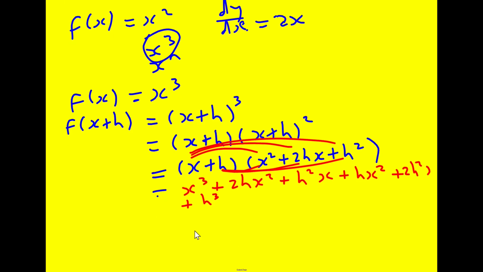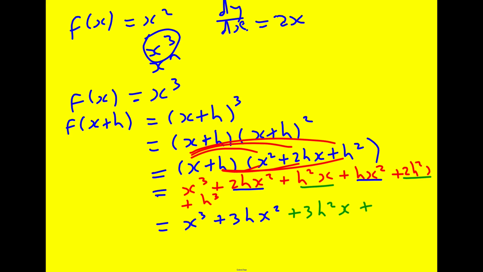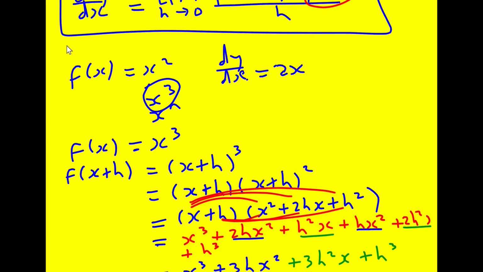This looks much more horrible than the quadratic one. But I can combine like terms, and I'm going to get x cubed. But then I've got this and this are the same, and that's going to give me 3hx squared. And then I've got this one and this one the same. That's going to give me 3h squared x. And then finally, I add on h cubed. Okay, a bit of effort, but I'm ready now to use a formula.